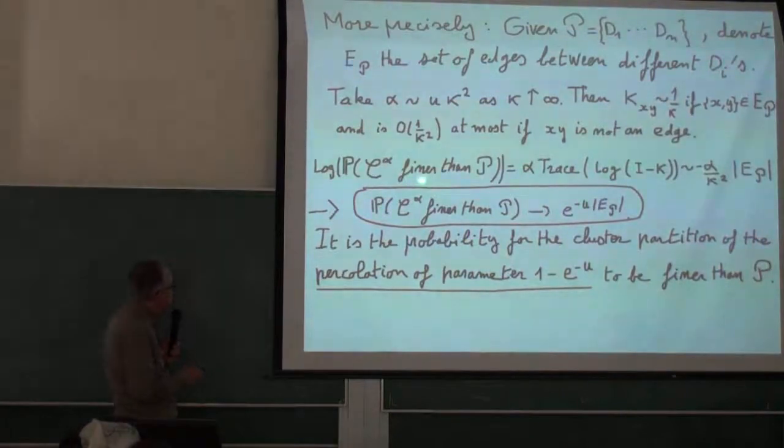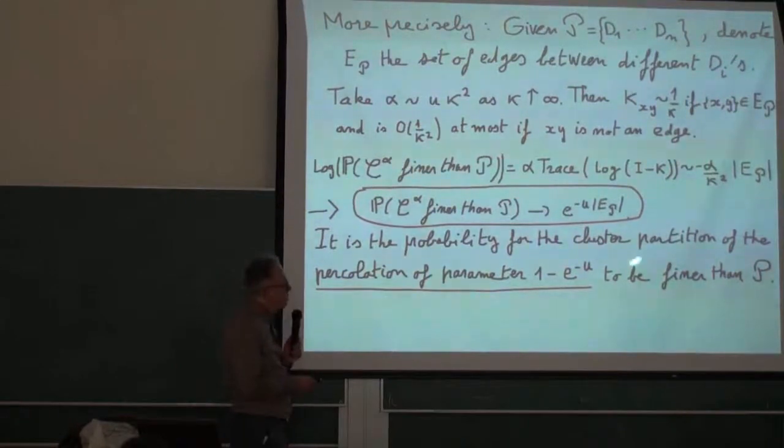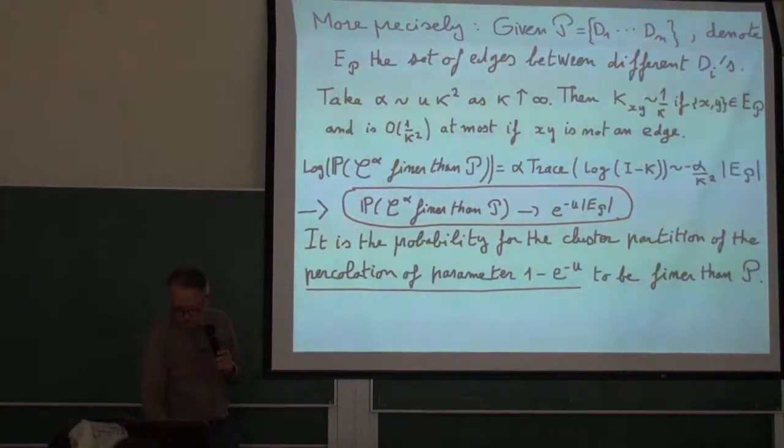So then when you compute the logarithm of the probability that C alpha is finer than the given partition, you get alpha trace of the logarithm of I minus K, and this will be minus alpha over kappa square times the number of edges between different Di's. And so this means that the probability that C alpha is finer than this given partition is e to the minus u times the size of this set of edges. And this is the probability that the cluster partition of the percolation of parameter 1 minus e to the minus u is finer than P. This is the probability that for this percolation, all these edges are empty. See? So percolation is a limit case of this model.